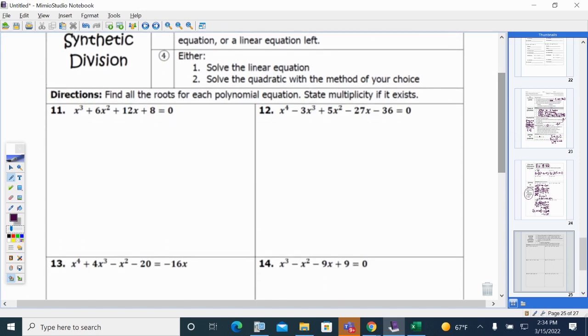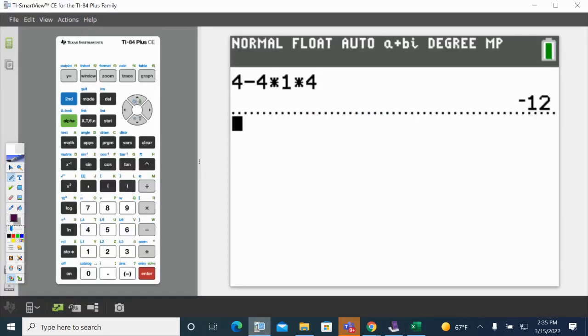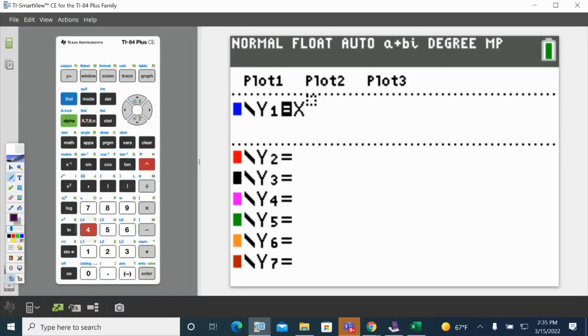So let's look at number 11. Actually, let's look at number 12. Number 12, I'm looking for 4 answers. The degree on this polynomial is 4. So I'm going to first plug it, and it already says equals 0, so I'm going to plug it into y equal. So I got x to the 4th power minus 3x to the 3rd power plus 5x squared minus 27x minus 36.